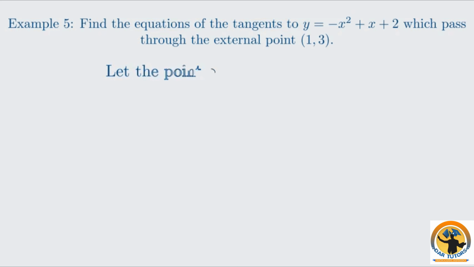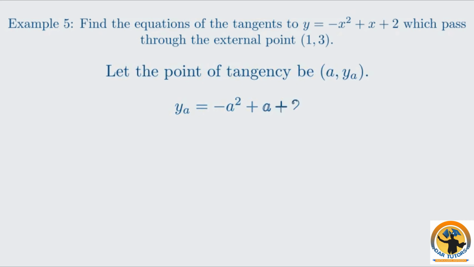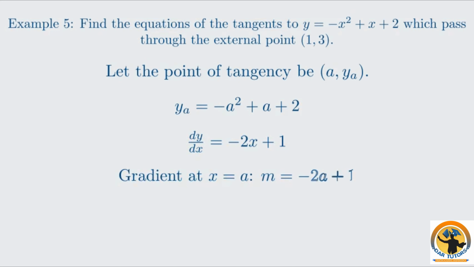Let's call a general point of tangency (a, y_a). The y-coordinate is found by substituting a into the curve's equation, so y_a equals negative a squared plus a plus 2. Next, we find the gradient of the tangent at this general point. The derivative, dy/dx, is negative 2x plus 1. So the gradient of the tangent at x equals a is negative 2a plus 1.